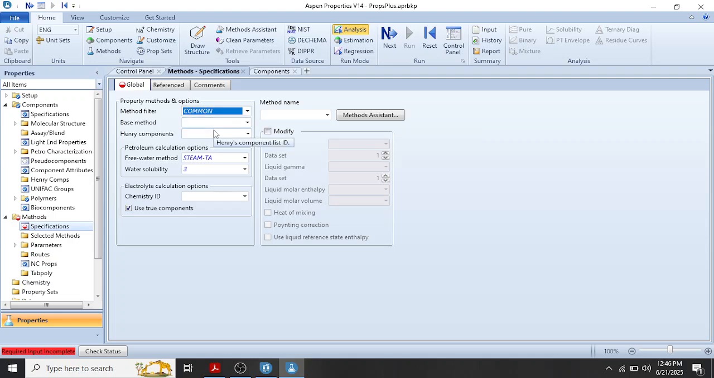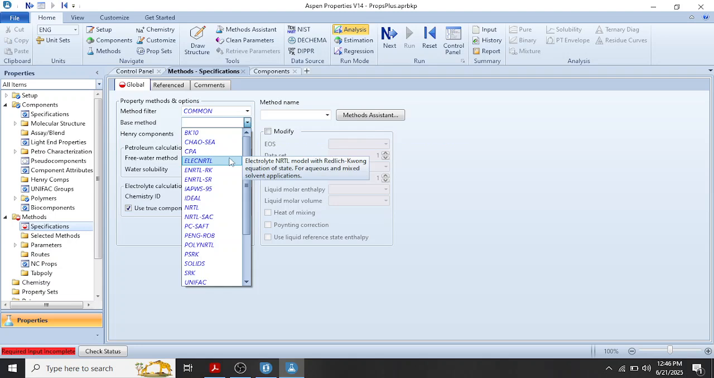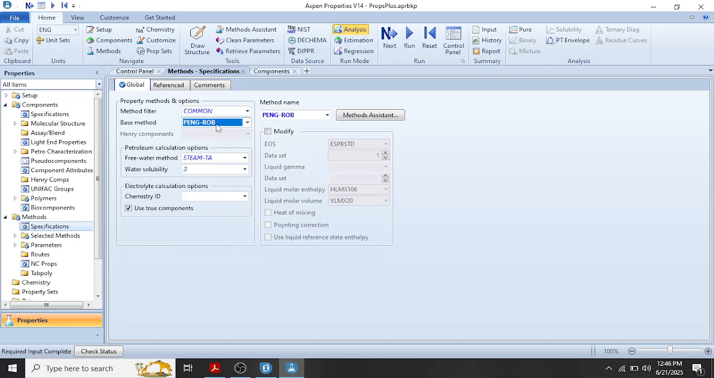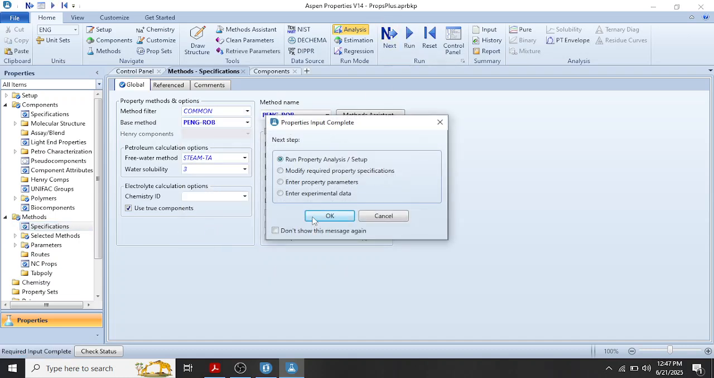Usually most organic compounds follow the Peng-Robinson equation of state. So we usually use the Peng-Robinson equation of state for organic compounds, and this one is an organic compound. So we will use the Peng-Robinson equation of state for this one. You can use another equation suitable for organic compounds, but I'm using the Peng-Robinson equation of state. Click on next and click on OK.